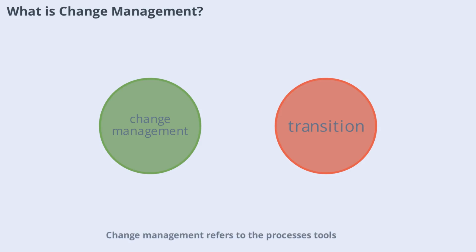Change management refers to the processes, tools, and techniques used to manage the people side of change. It's about guiding employees, teams, and organizations through transitions, whether those are driven by new technologies, market shifts, or internal restructuring. Effective change management ensures that changes are implemented smoothly and that the organization's goals are achieved with minimal disruption. It involves clear communication, training, and support systems to help everyone adapt to new ways of working.